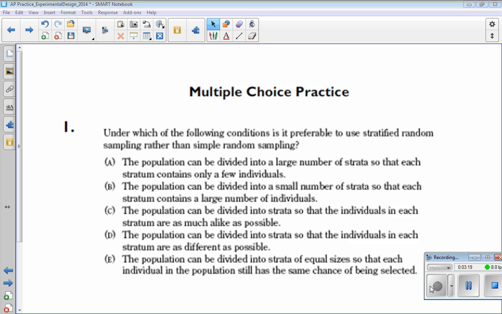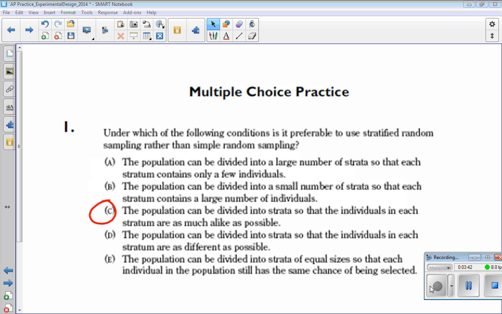Number 1, what'd you get, Isaiah? I did get C as well. So let's make sure here. It says, under which of the following conditions is it preferable to use a stratified random sample than simple random sample? Remind me what the difference is. Brenda, what's the difference? What's a stratified random sample?